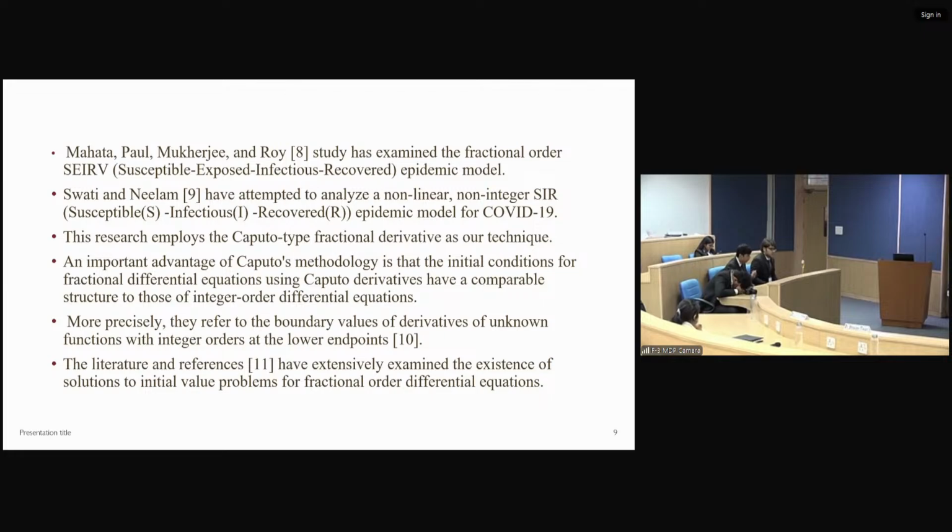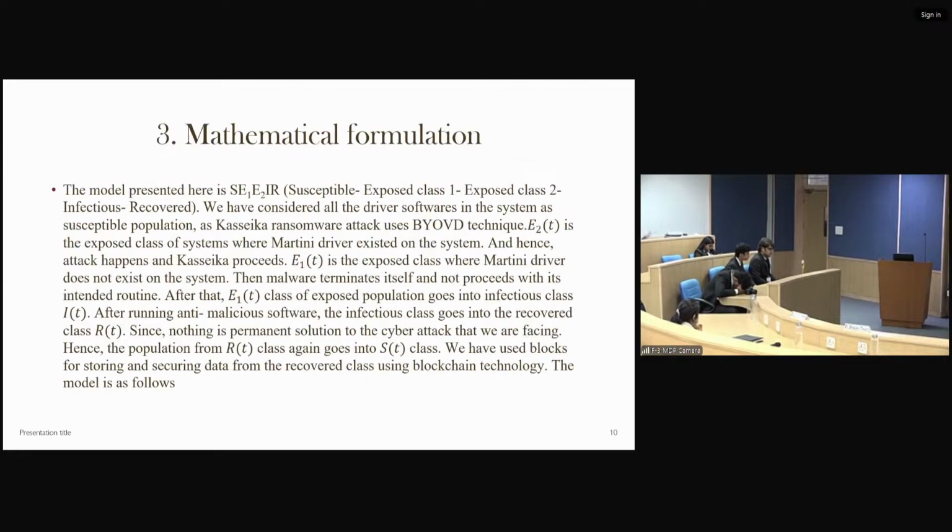This is the literature survey, and let's come to the mathematical formulation. We have suggested here an epidemic model SE1E2IR: susceptible, exposed class 1, exposed class 2, infectious class, and recovered class, for analyzing the dynamics of the Kasika ransomware attack. We used blockchain technology, which offers a potential solution for securing the data after this attack by providing a decentralized and tamper-proof way of storing sensitive information.